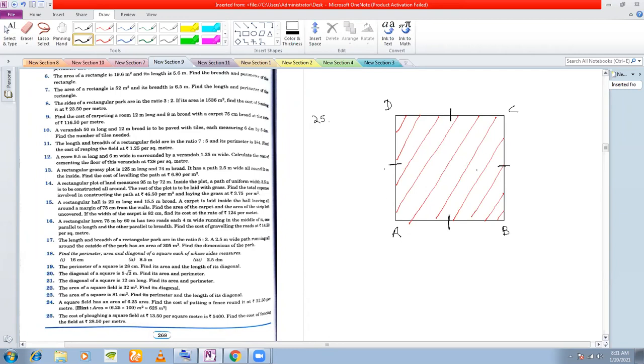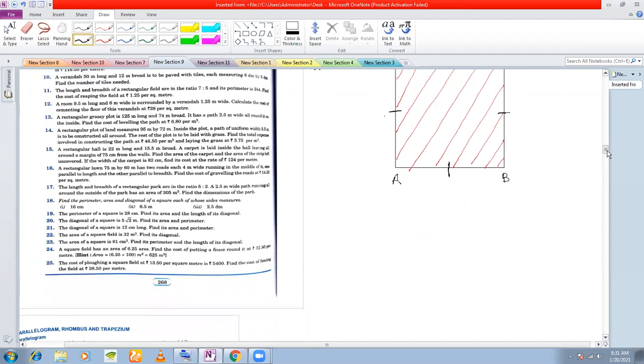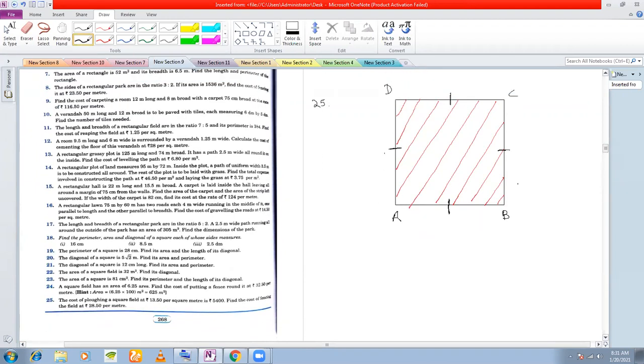First, the total cost is given, and the cost per square meter is also given. That means if we can find out the area of this shaded area, that is the square area of the field, then we can get the total cost. But the total cost is given, so that means we'll get an equation. Let's say that each side of the square is of length a.